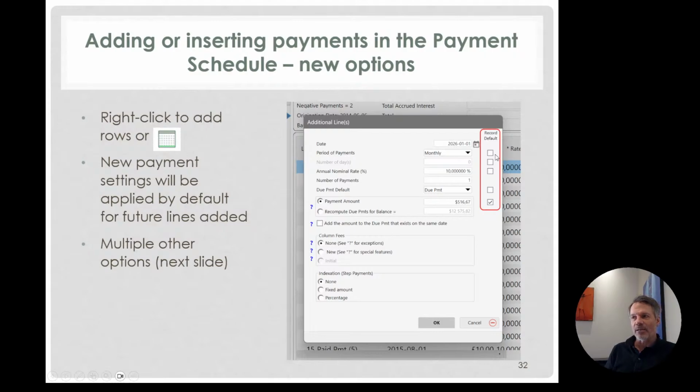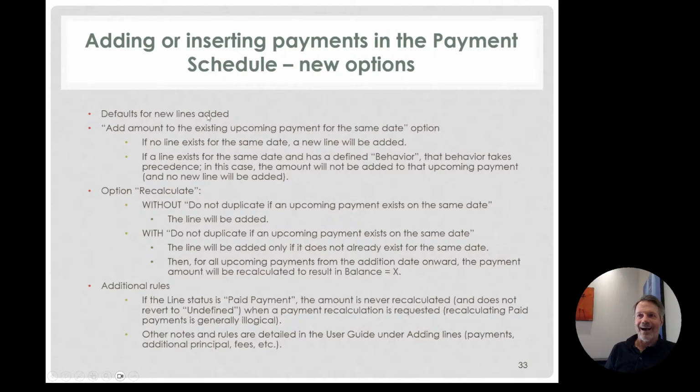If I check this box, save as default, the next time I add new lines, this will automatically be 14 days as opposed to monthly if I check these boxes. So when things are renegotiated, it's quite practical not to have to see what is the new deal. There are also multiple new options when you add new payments at the end with the right mouse click. As always, I won't read these out. They're in the release notes.